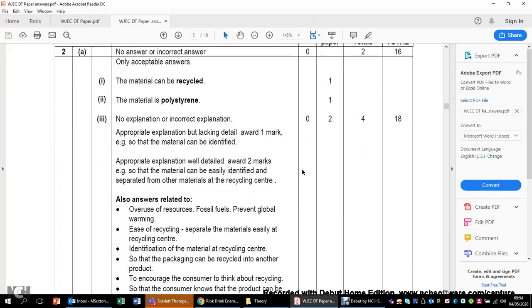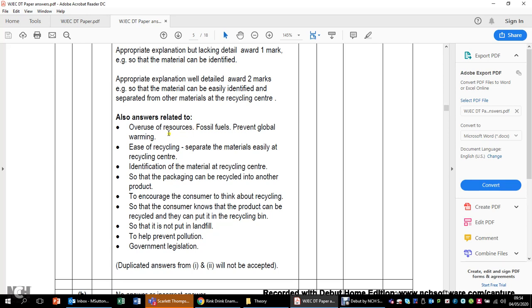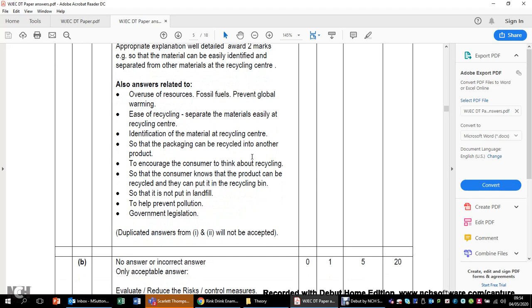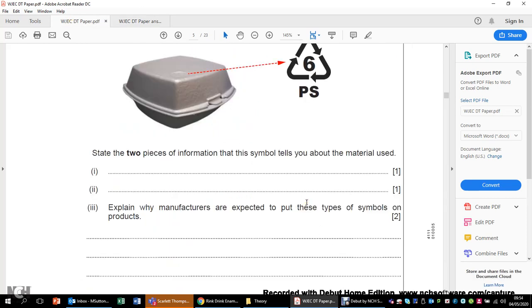Again, the justification is needed. So the material can be easily identified and separated from other materials at the recycling centre. Good point there. Overuse of resources, fossil fuels to prevent global warming, ease of recycling, identification of material at the recycling centre so that the packaging can be recycled into another product. All of these, but remember you only get 1 mark if you just put a simple answer, it needs to be justified in order to get the 2. So you can see there's so much about justification. Loads of it.